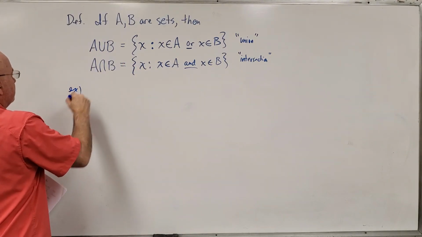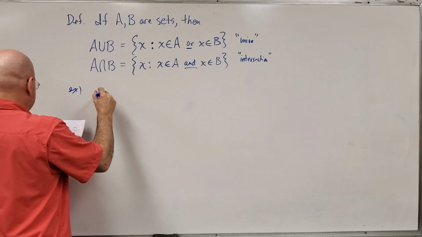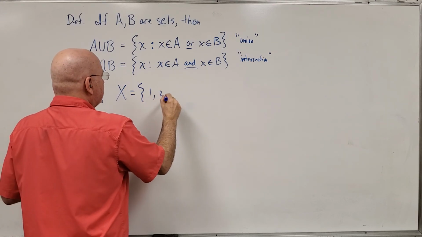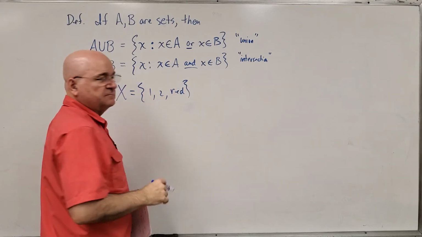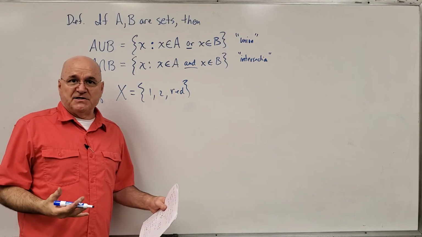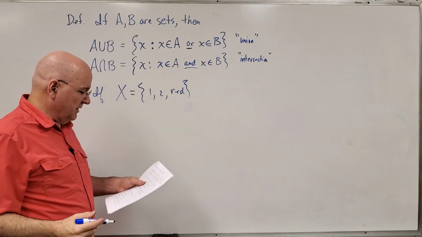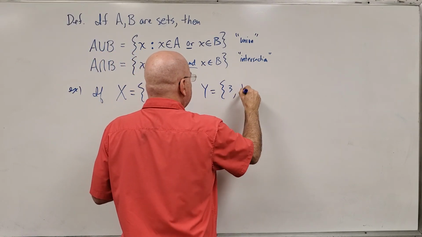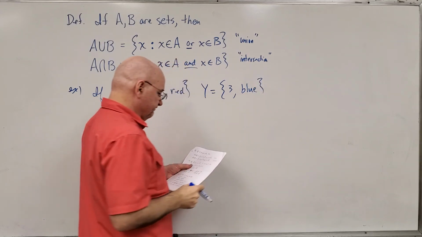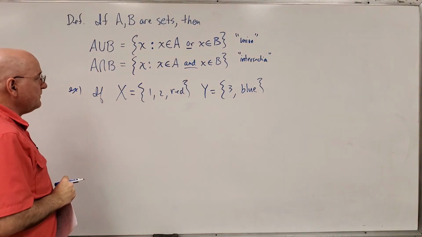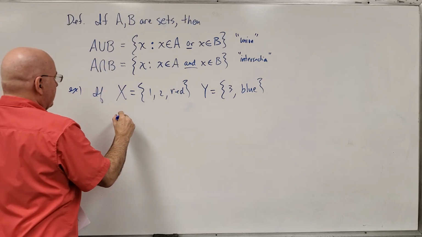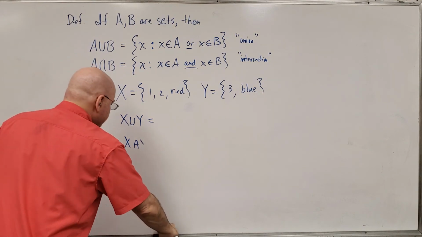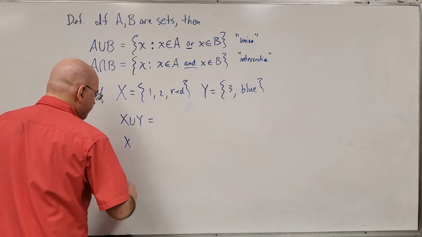So if we took a couple of simple short examples here. If the set capital X is 1, 2, red, not all the elements have to be related to each other in a set. We have two numbers and a color. And Y is equal to 3 and blue. We have two sets. Let's figure out what X union Y is and X intersect Y.